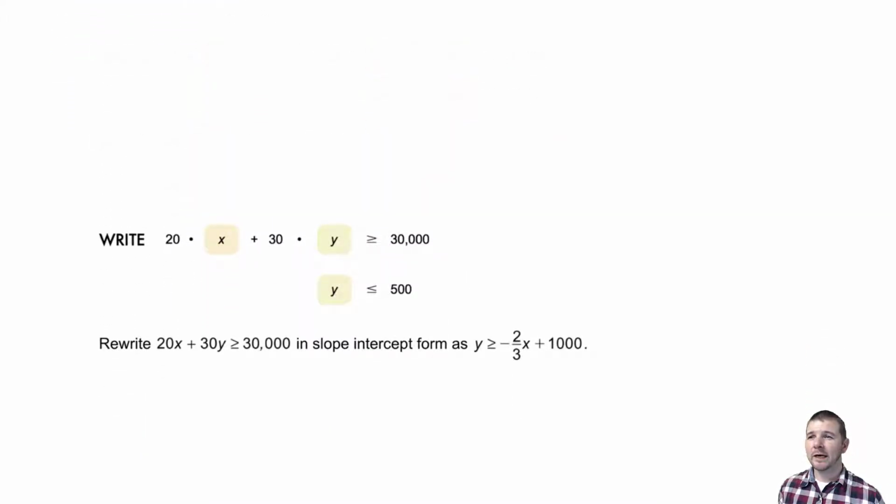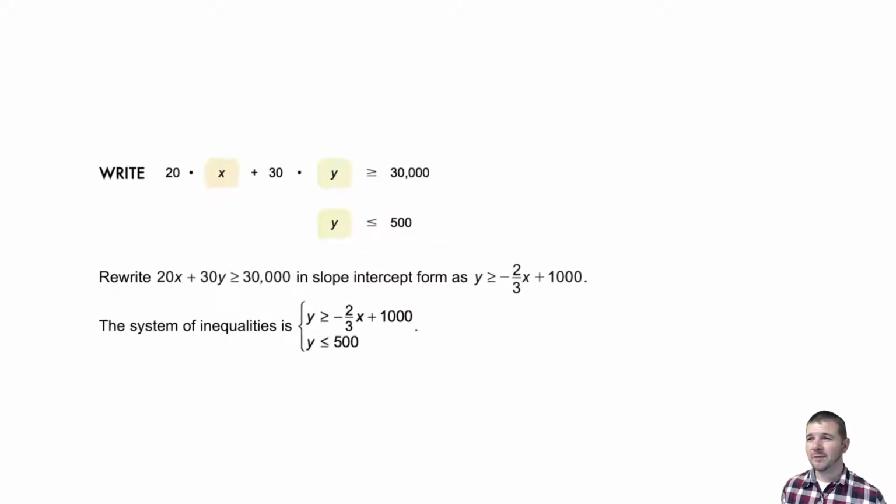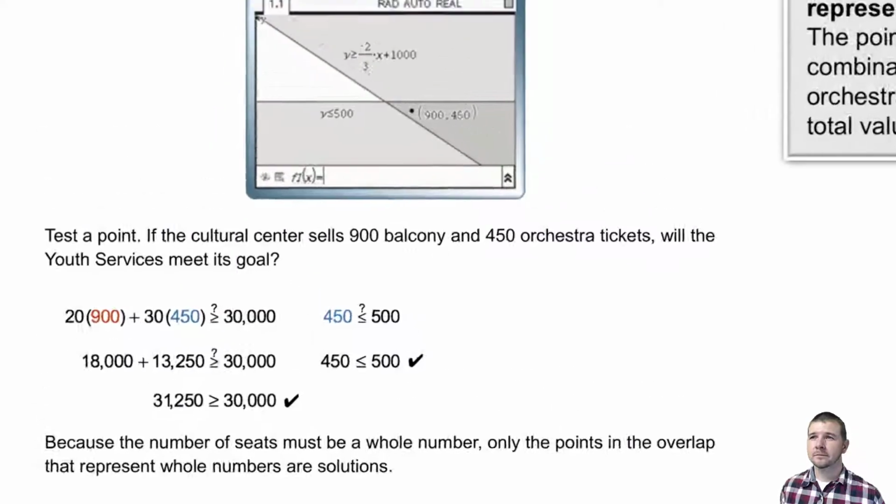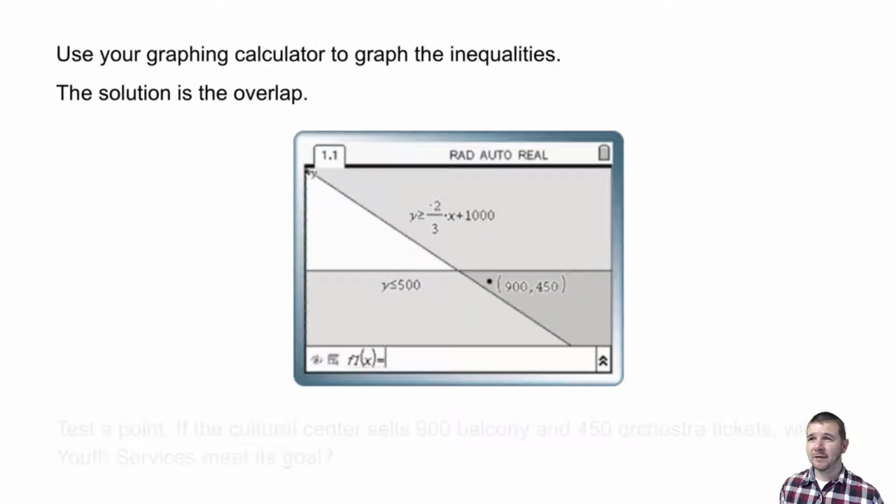Now we'll rewrite 20x + 30y is greater than or equal to 30,000 in slope-intercept form. It becomes y is greater than or equal to negative 2/3 x + 1,000. So our system of inequalities, in its simplest form: y is greater than or equal to negative 2/3 x + 1,000, and y is less than or equal to 500. Next, we'll use our graphing calculator, or Desmos, to graph the inequalities. The solution is the overlap of the two half planes.